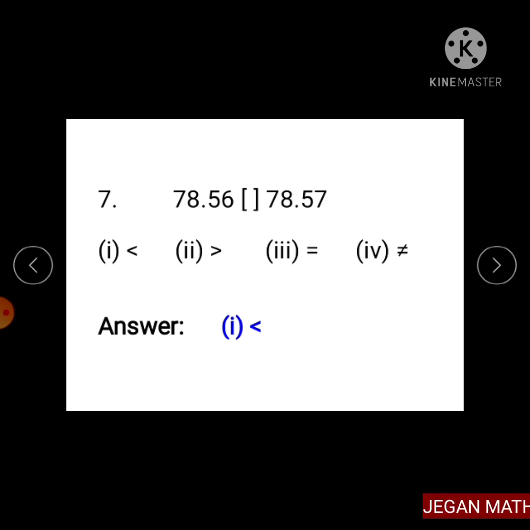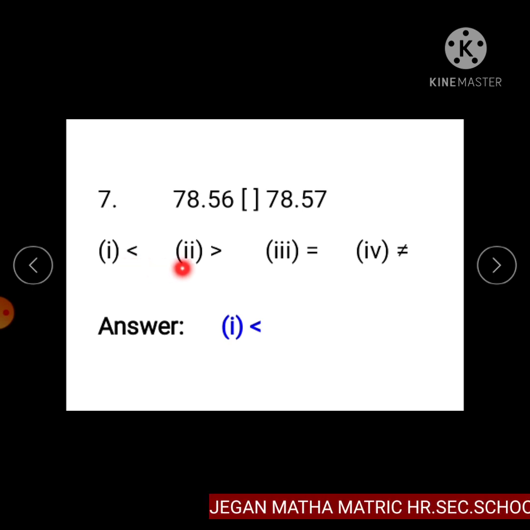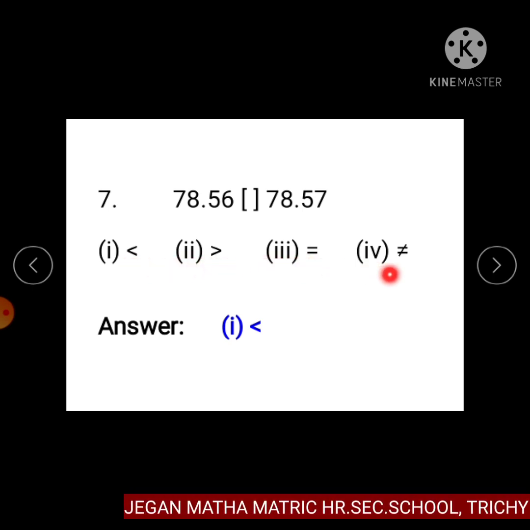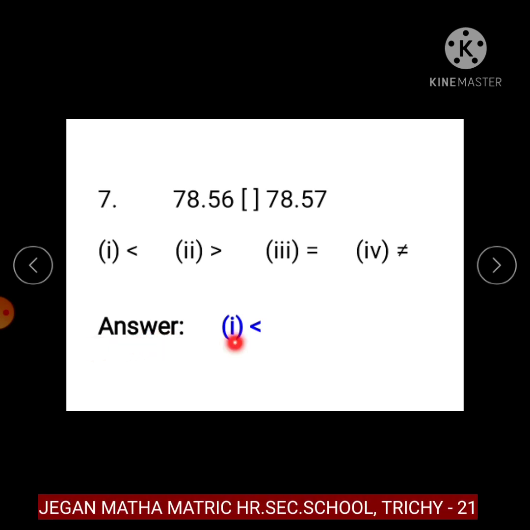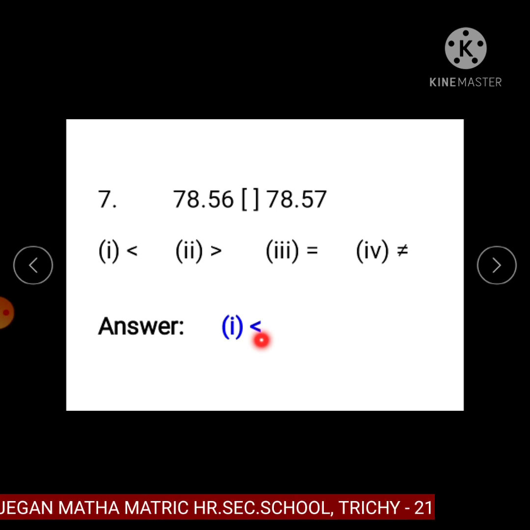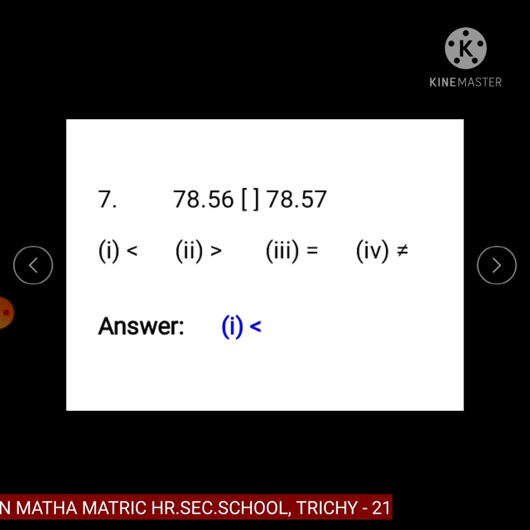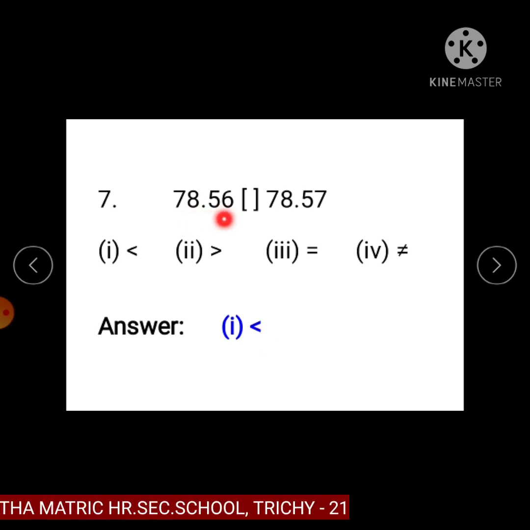Question number 7. 78.56 dash 78.57. Options are 1 less than, 2 greater than, 3 equal to, 4 not equal to. The answer is option 1, less than. 78.56 is less than 78.57.